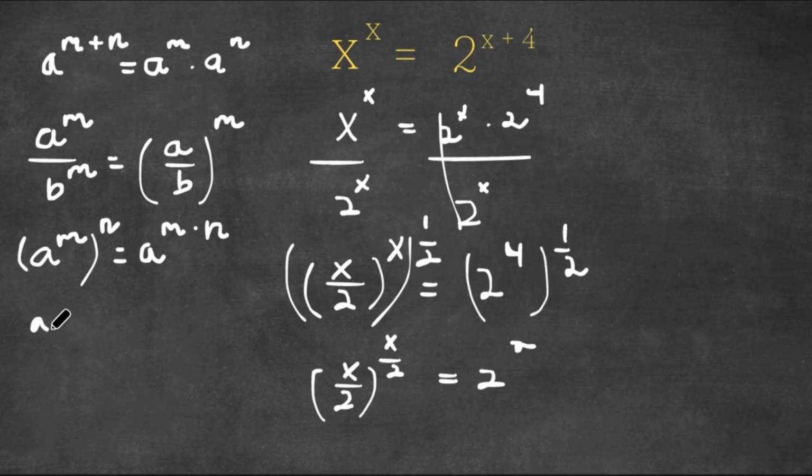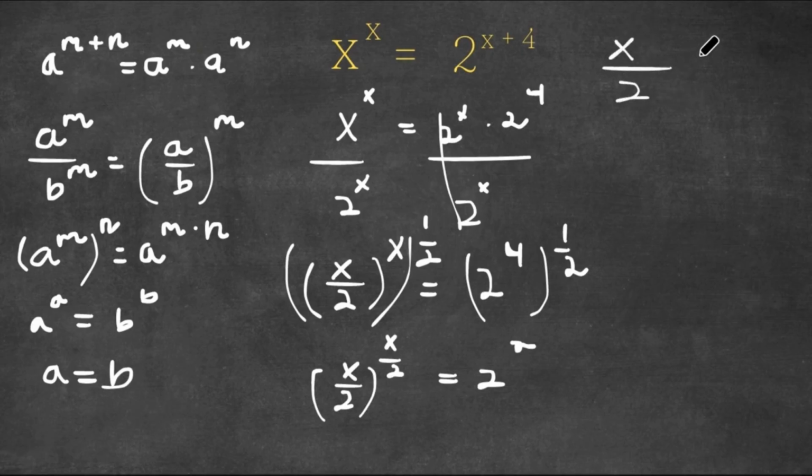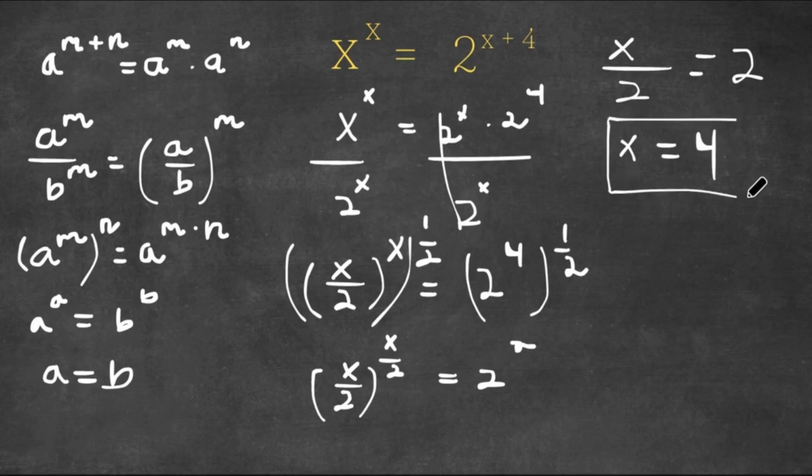Now if a to the power of a is equal to b to the power of b, then this means that a is equal to b. So as you can see here, we have x over 2 to the power of x over 2 equals 2 squared. This means that x over 2 is equal to 2. And if we multiply both sides by 2, we get x is equal to 4. So this is our answer.